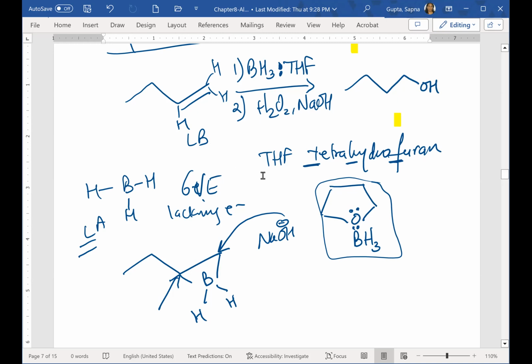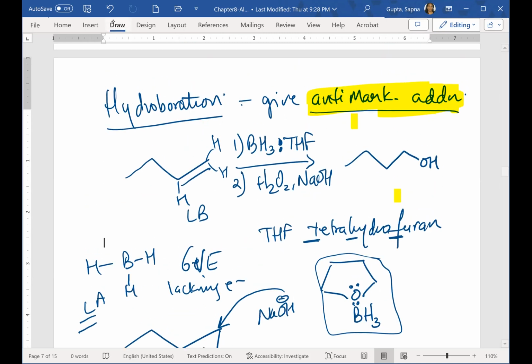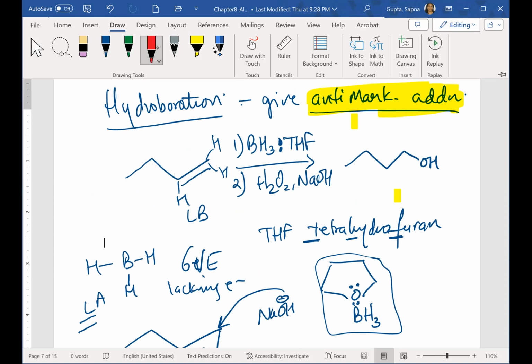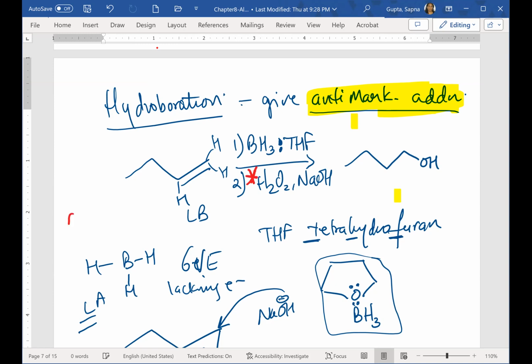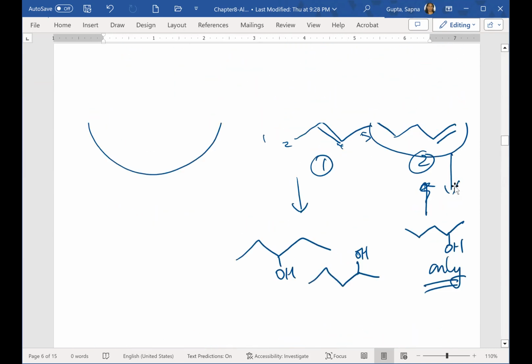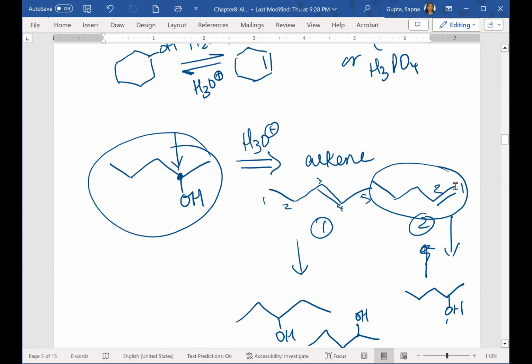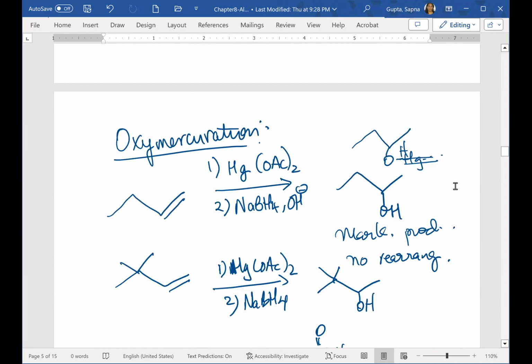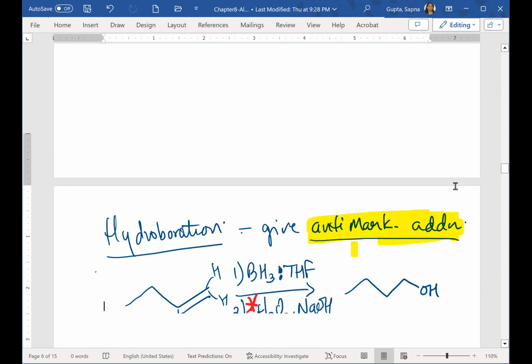But that's the reaction. I will give you a hint, and I always say this, and sometimes you remember, sometimes you don't, and that's fine. Whenever you see H2O2, that means something is going to be anti-Markovnikov. You will see that in future also, okay? So it's kind of a little hint, but anyhow. Okay, so those are the three hydrations that we have over here. One is with H3O+, one is the oxymercuration, and then the last one is hydroboration.